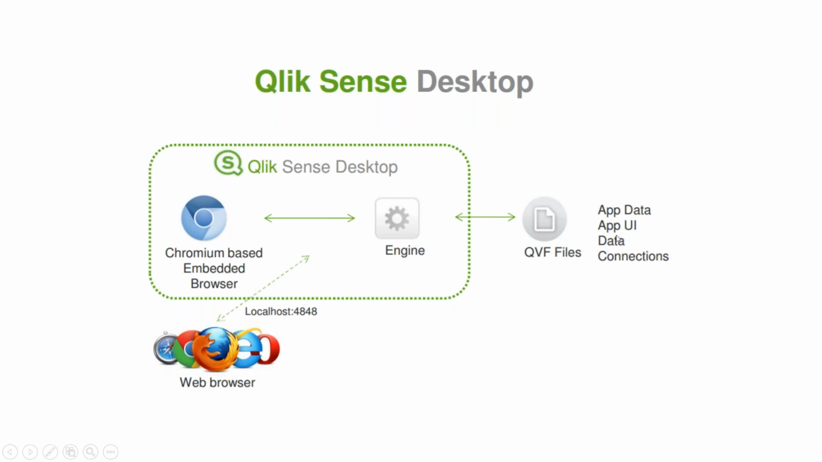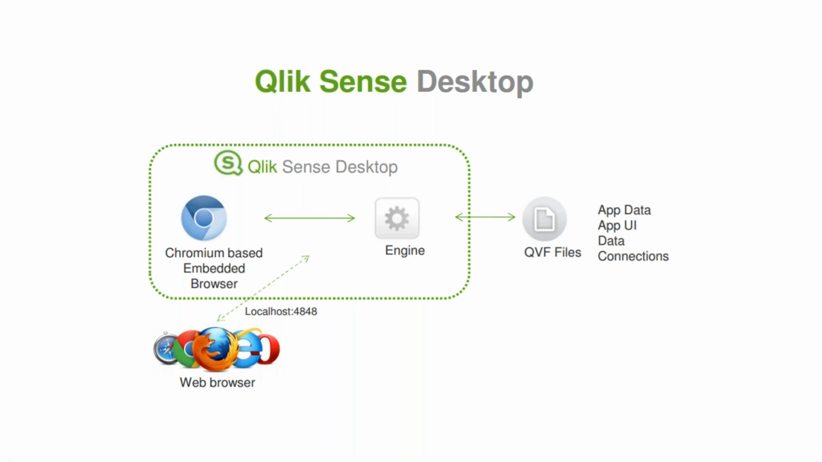Now on how the development cycle happens. When it's on Qlik Sense desktop, whenever you create an application, it creates something called a QVF file. With this QVF file, we store everything: your data, your UI layer, your connections, data connections. Everything is stored in this QVF file.